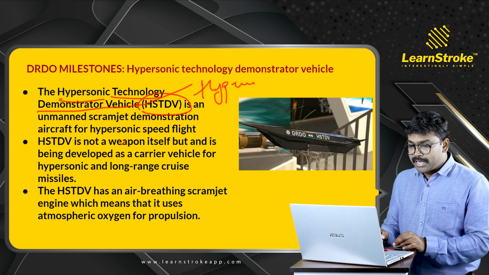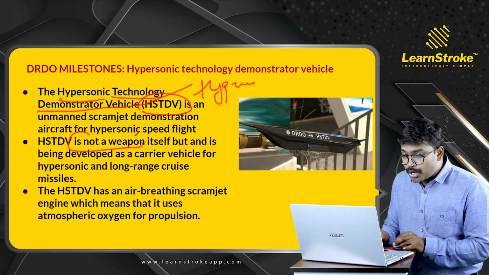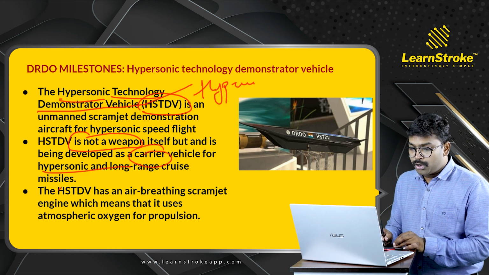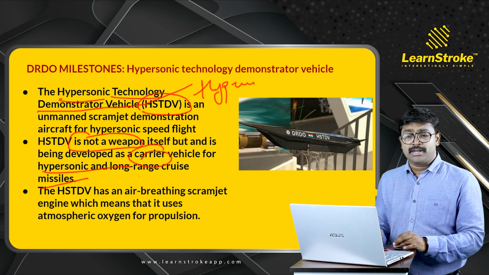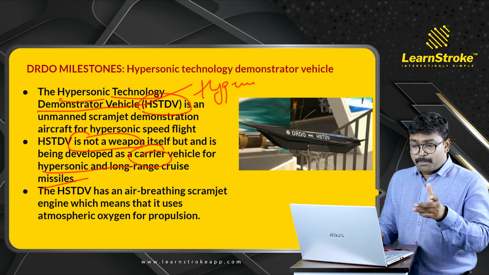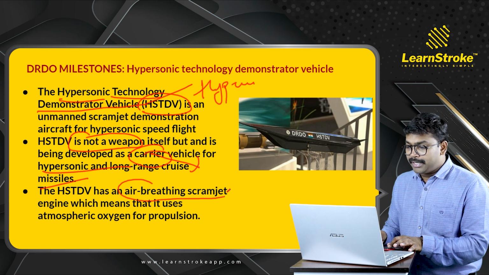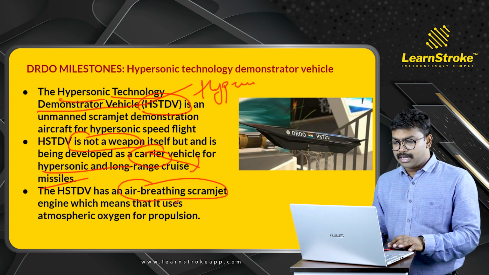So hypersonic, so as I said, HSTDV is not a weapon. It is a carrier for hypersonic and long-range cruise missiles. Very important point. HSTDV may not be a weapon, it's a carrier to carry hypersonic and long-range cruise missiles. And it has an air-breathing scramjet. What do you mean by an air-breathing scramjet?